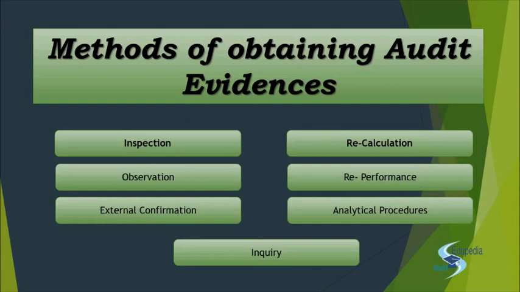So that is the entire seven methods of obtaining audit evidence: inspection, observation, external confirmation, recalculation, reperformance, analytical procedure, and inquiry. So if it comes in the exam, please remember that you have to write down only these seven words and then explain them, right?